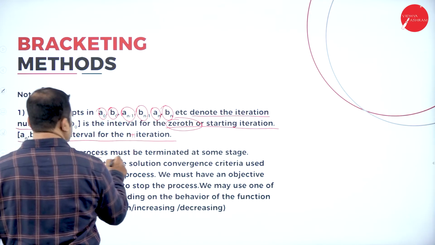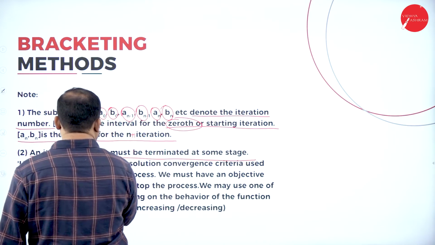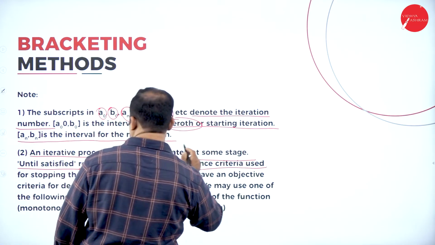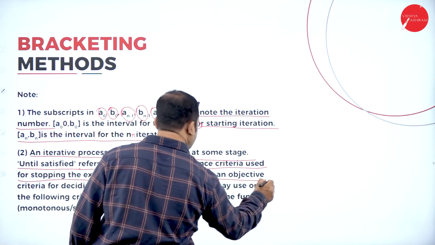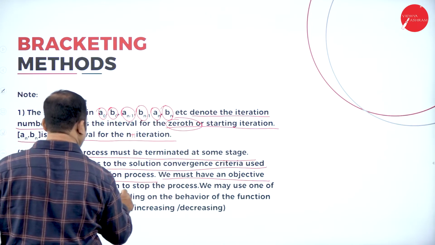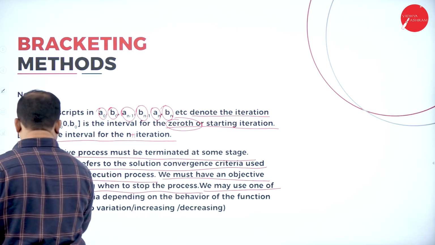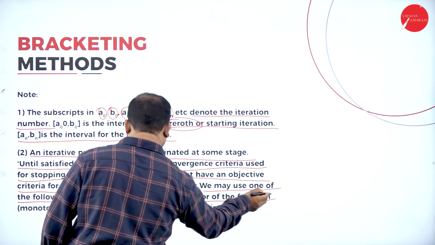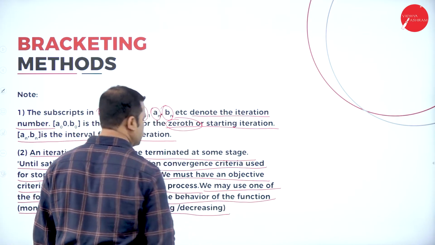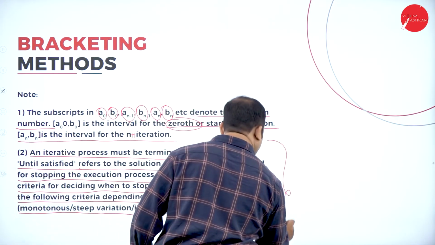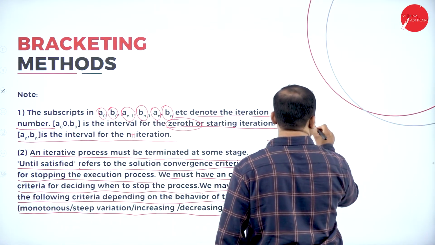An iterative process must be terminated at some stage until satisfied. This is referred to as the solution convergence criteria used for stopping the execution process. We must have an objective criteria for deciding whether to stop the process or not. We may use one of the following criteria depending on the behavior of the function, that is monotonous or step variation, increasing or decreasing. Let me clarify this entire paragraph in simple terms. Convergence criteria.